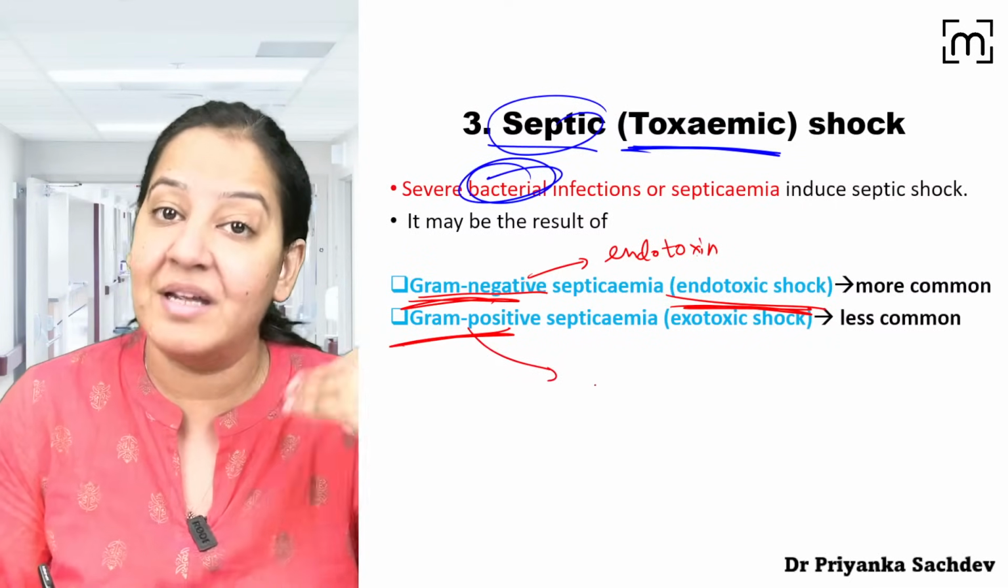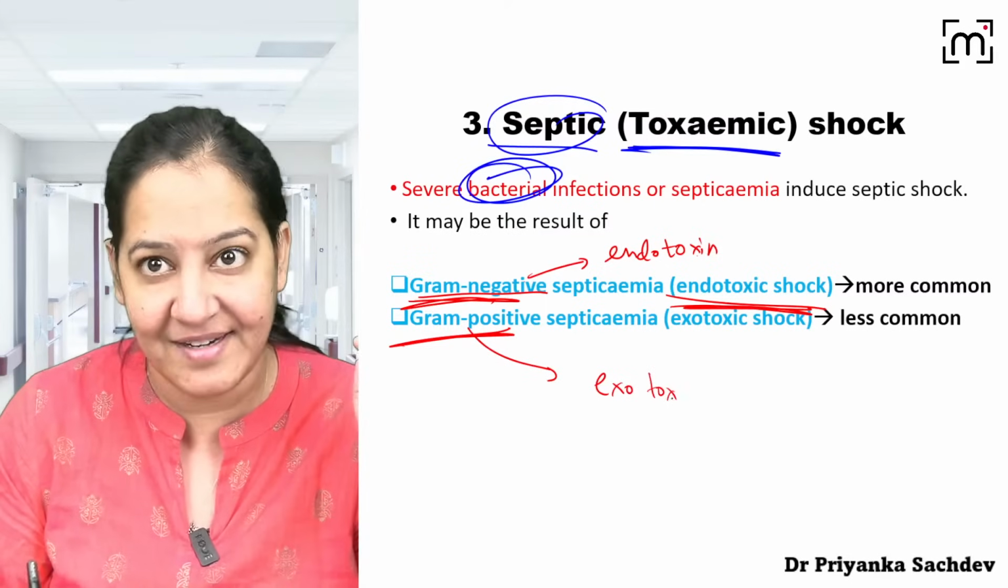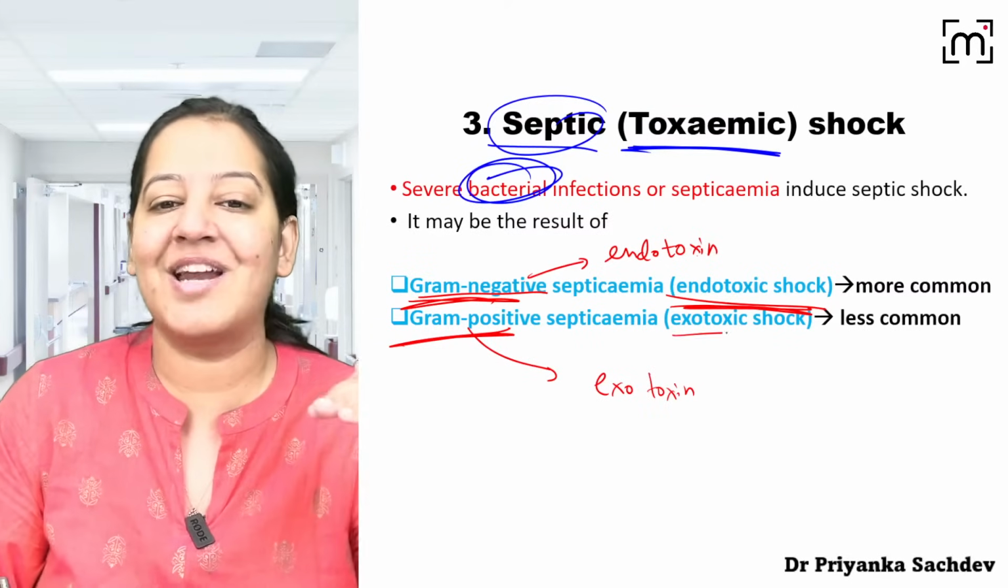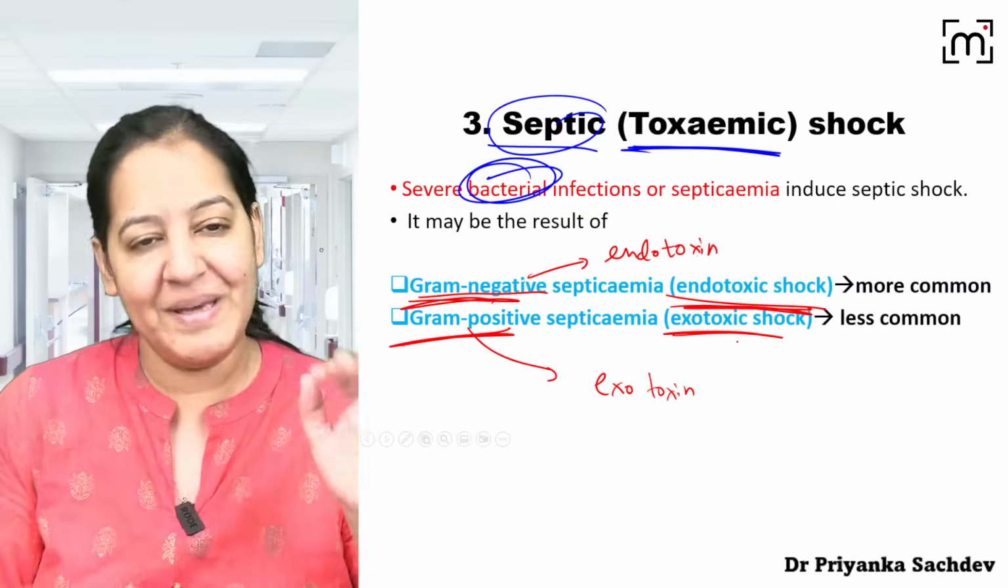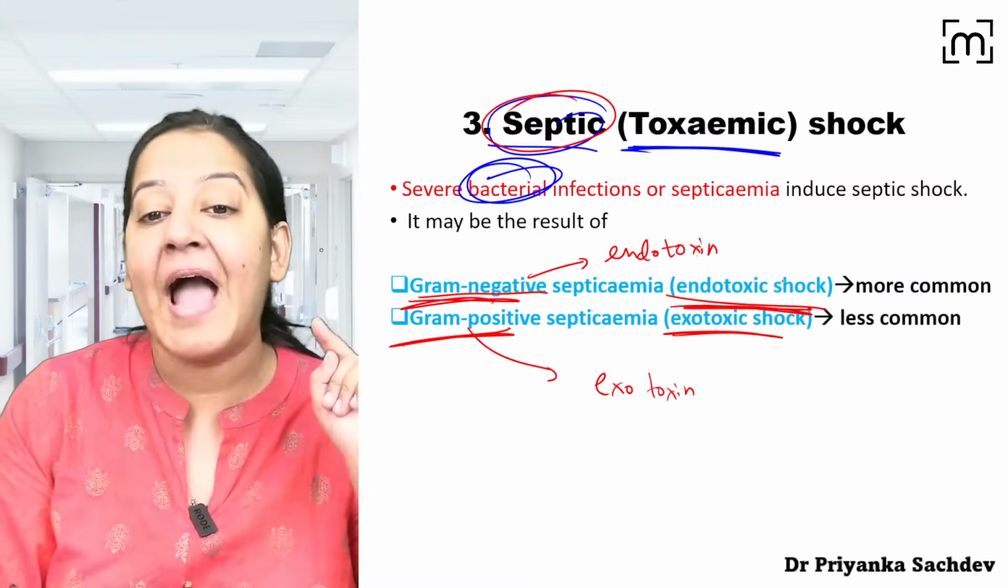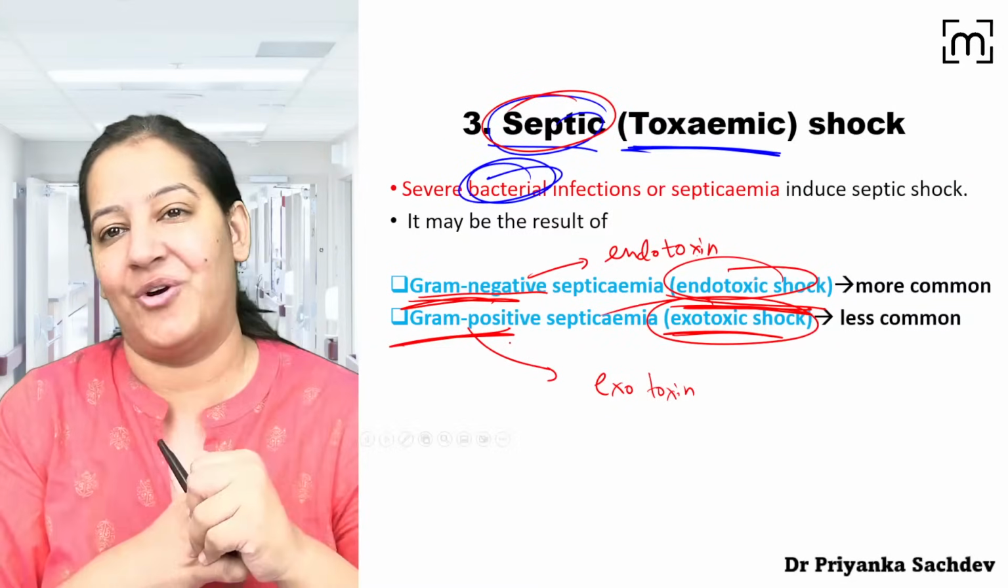And gram-positive bacteria secrete exotoxin. We know that. I guess everyone knows it. So, that's why the shock caused by gram-positive bacteria is known as exotoxic shock. So, basically, septic shock is of two types: endotoxic shock and exotoxic shock.